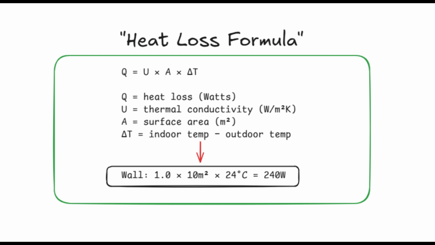Third, window type and condition. It's not just the U value. Old frames that let air through around the edges perform worse than their rated U value suggests. If you can feel a draft near your windows in winter, your real losses are higher than the numbers indicate.